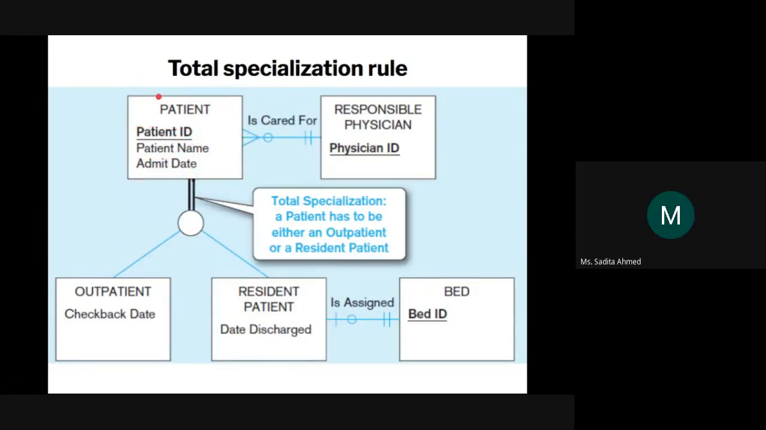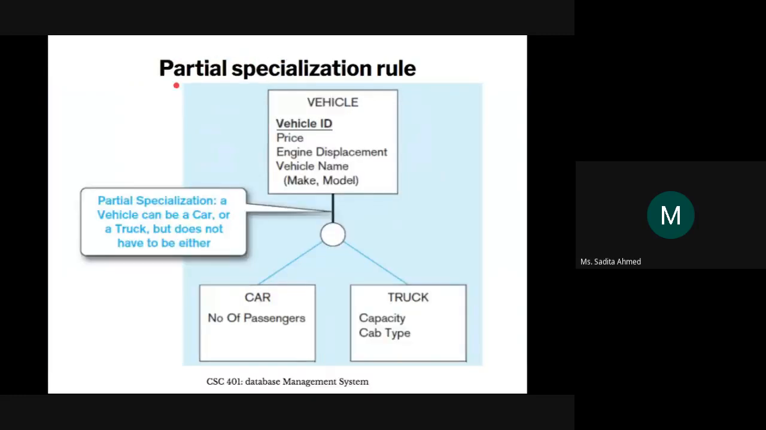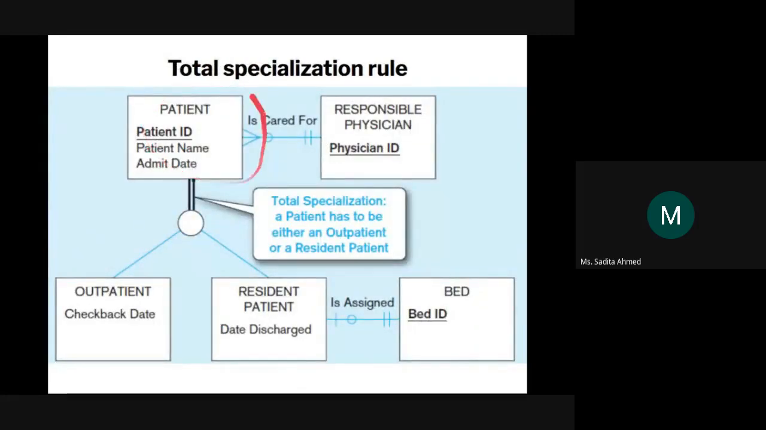If we apply the total specialization rule, it means that in my database, later when I create a table named Patient, in that patient table there cannot be any patient instance or patient row who is neither an outpatient nor a resident patient. So Patient is an abstract class, right?